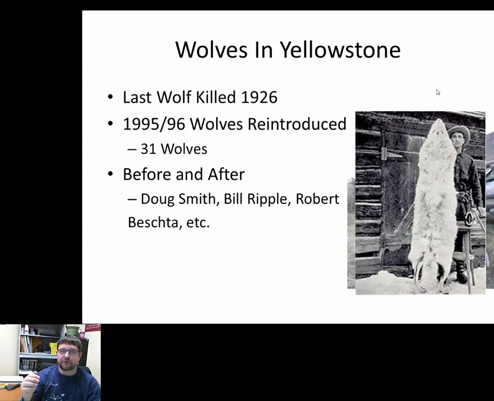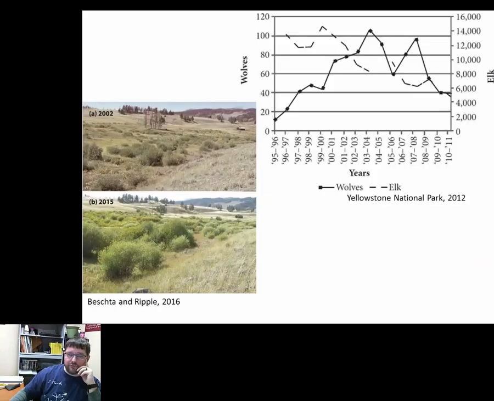But apart from that, you also have biologists like Bill Ripple and Robert Bichetta, who are plant ecologists. They're examining what role the ecosystem plays in helping the wolf population, and how the wolves, in turn, are changing the ecosystem. This is a great example of what we can see happened after wolf introduction.